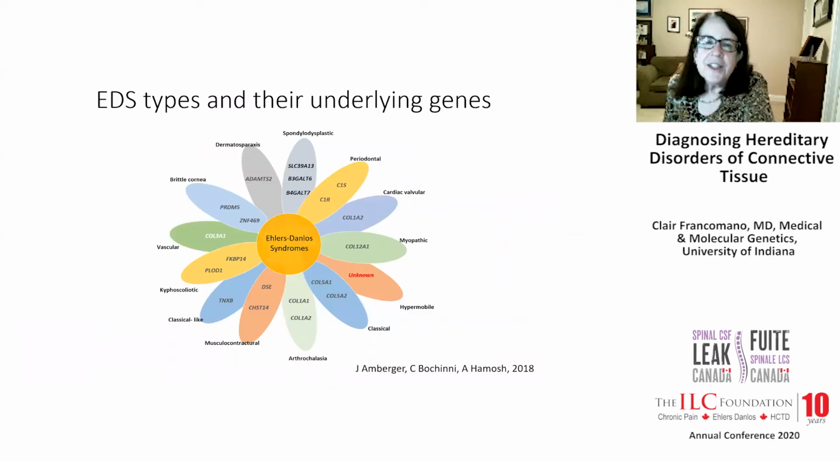I really like this daisy representation that Joanna Amberger and her colleagues at Hopkins came up with in 2018, which represents the different types of Ehlers-Danlos syndrome and the genes that underlie them. You will notice in red the word unknown for the hypermobile type, because that is the one type of Ehlers-Danlos syndrome for which we still do not really know the underlying gene or genes.